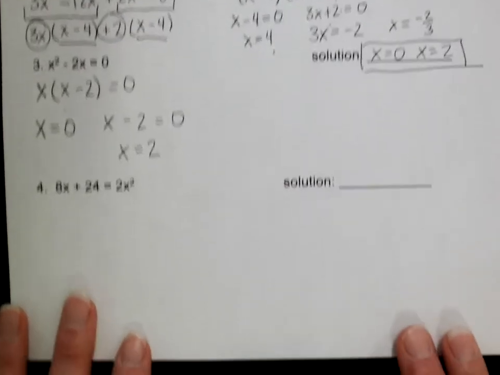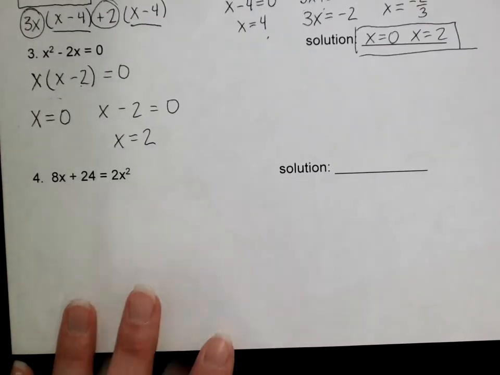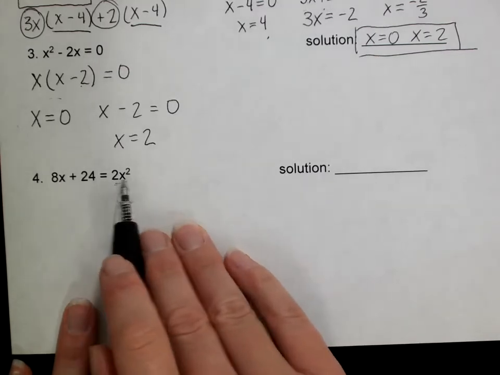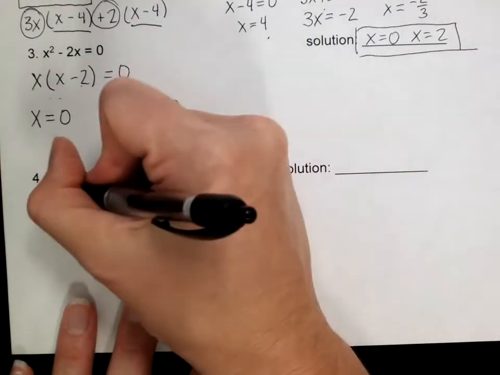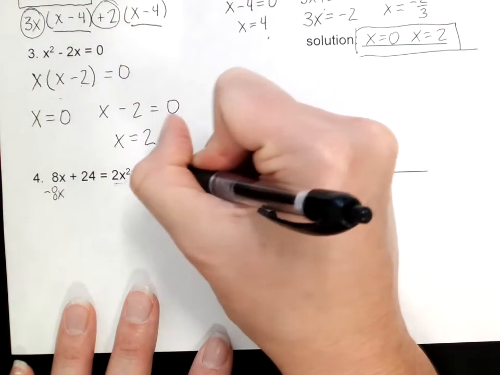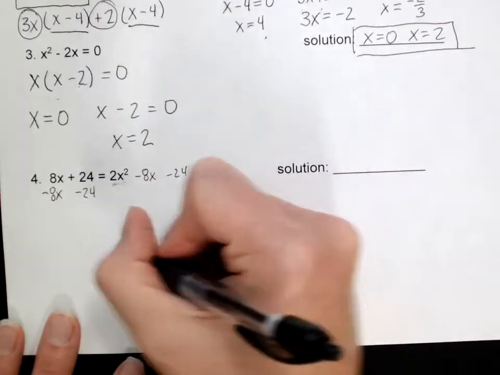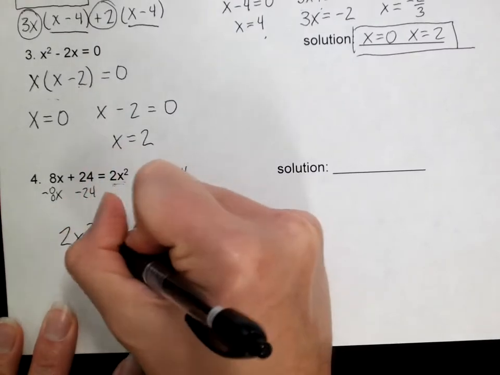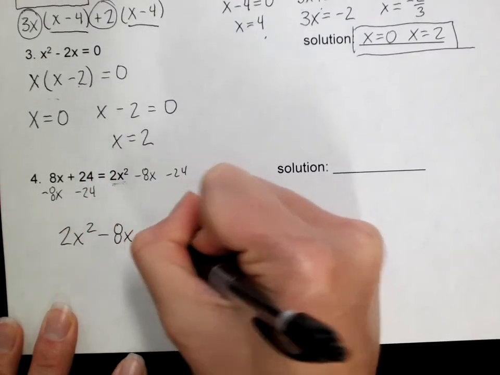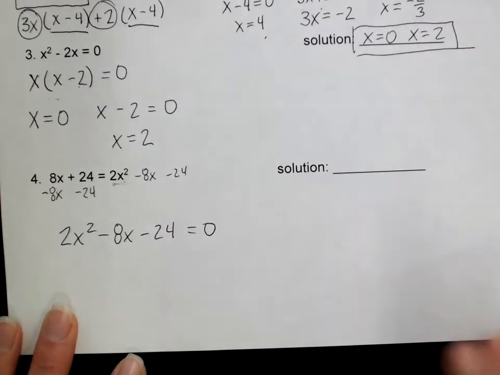Last example. Again, step 1, you want to move everything over to the same side of the equation, and I still recommend move it to the side that's going to keep the x squared term positive. So in this case, I'm going to subtract this to this side and subtract this to this side. So my equation looks like this. 2x squared minus 8x minus 24 equals 0.